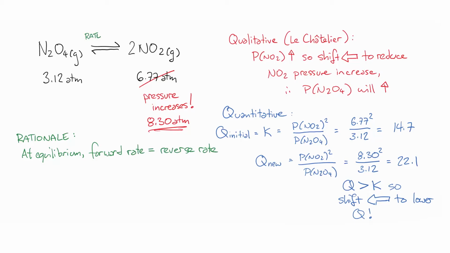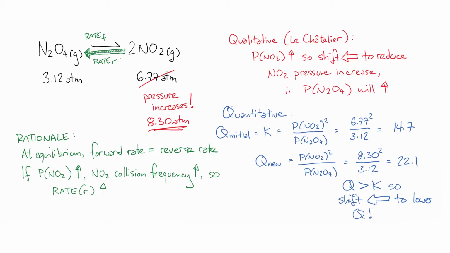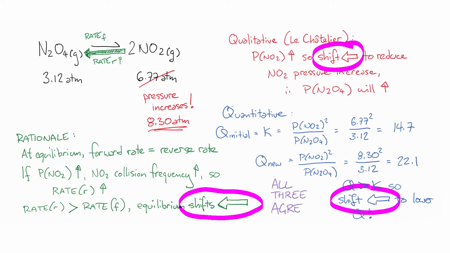But why does this happen? It's reaction rates. If we add more NO2, the collision frequency increases for the reverse rate, but it stays the same for the forward. The rates are no longer equal. Now the reverse rate is faster, so the system shifts to the left.